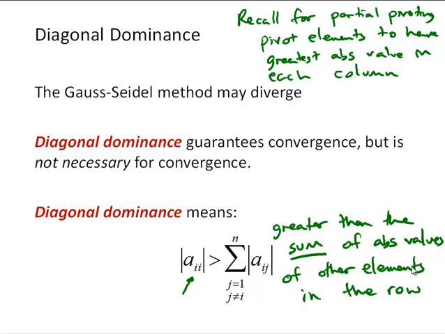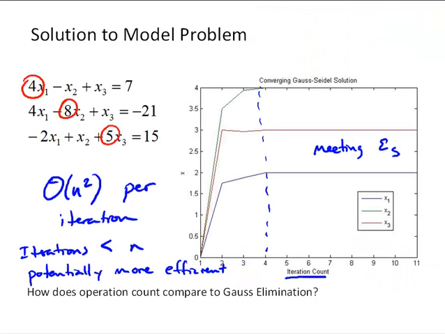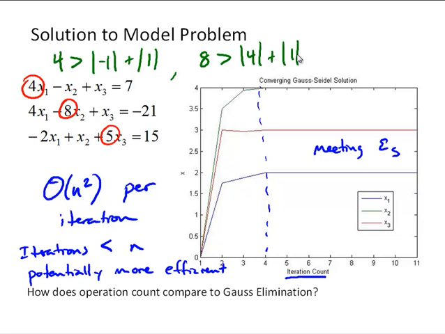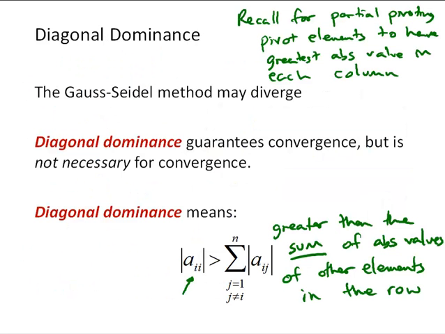And so looking back at our model problem, we have to have the 4 is greater than the absolute value of -1 plus the absolute value of 1. And the 8 is greater than the absolute value of 4 plus the absolute value of 1. So that's our criterion for diagonal dominance. And a key about diagonal dominance is that it guarantees convergence, but it's not necessary. So the solution may still diverge even if the system is not diagonally dominant.